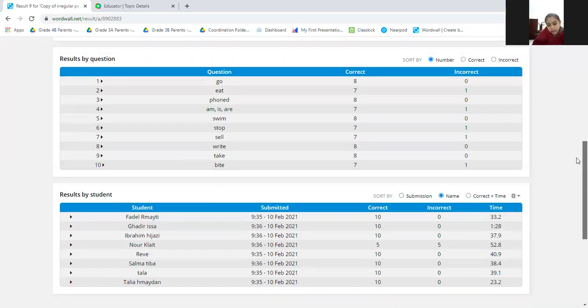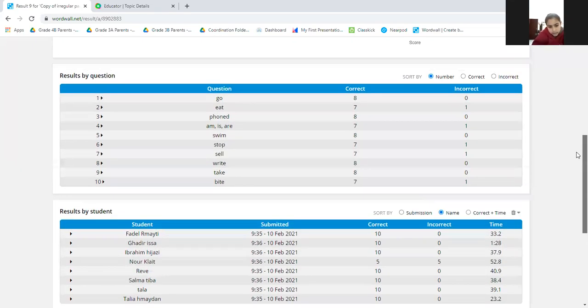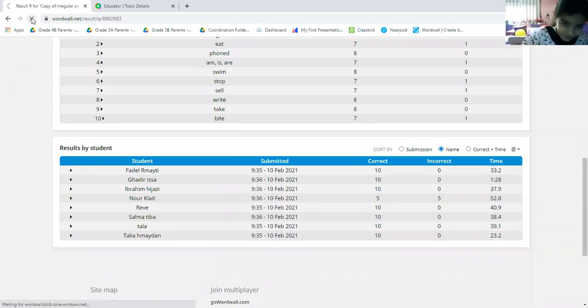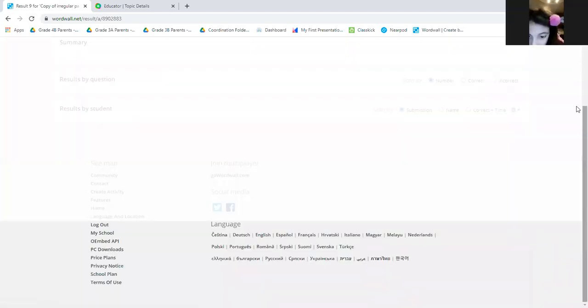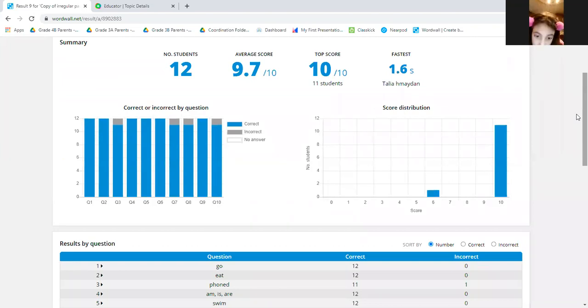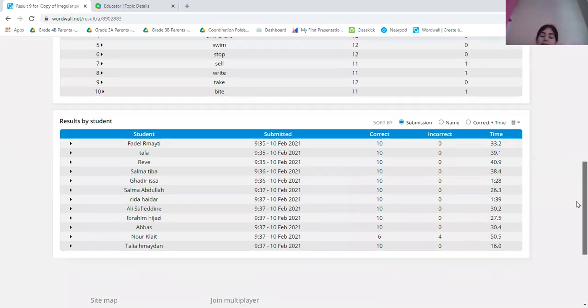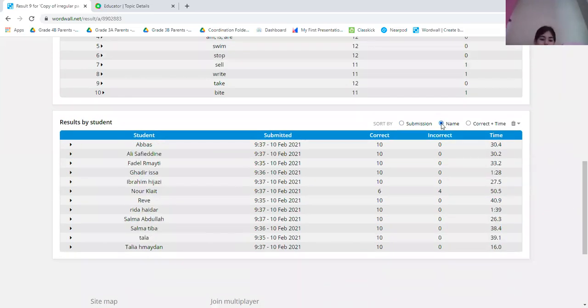Miss, I did it, but it's not on the page. Miss, did I do it? Miss, I did it, but my name is missing again. Teacher said it's important that they do it 2 times. I have Abbas, Ali Safi Al-Din, Fadl, Ghadeer, Ibrahim, Noor, Rev, Reda, Salma, Abdullah and Tiba, Tala and Suyah Maidan. My name is not Tiba. Teacher, but I did it.